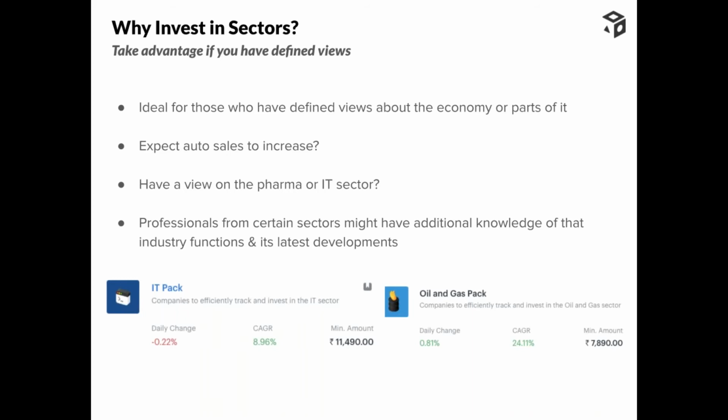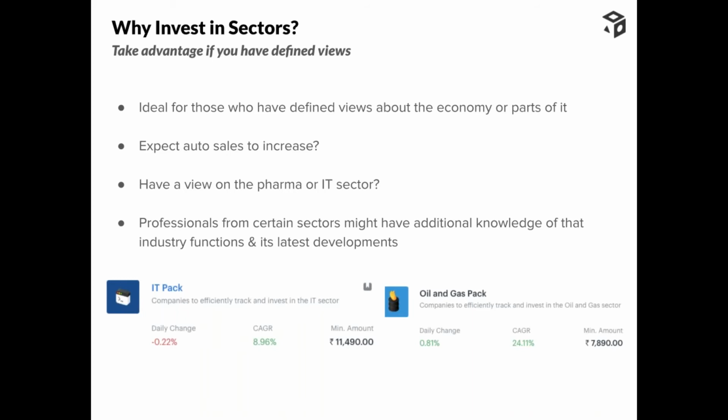So investing in sectors helps you get that exposure to a very specific part of the economy and benefit from that. Now, as you can see, I've put screenshots here on HDFC Securities. Right now, you'll find many different sectors in which you can quickly invest in a very simple manner. You don't have to do the research yourself.